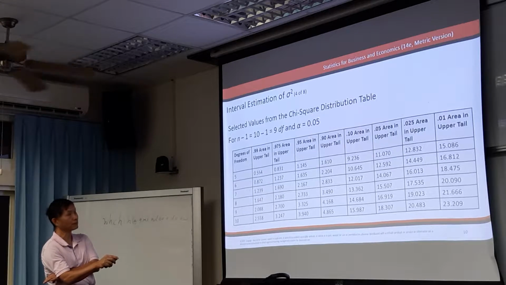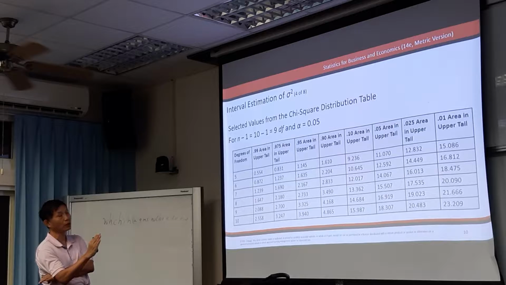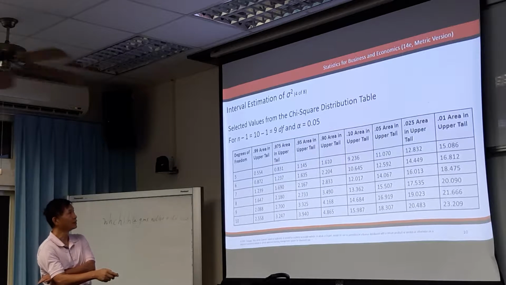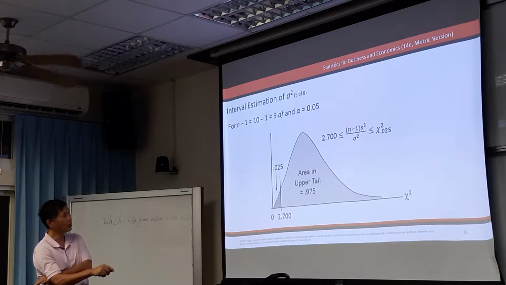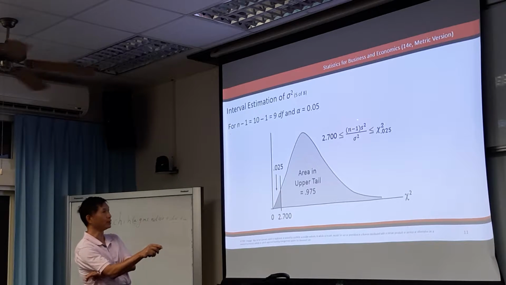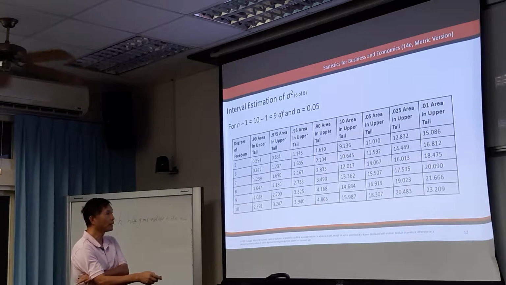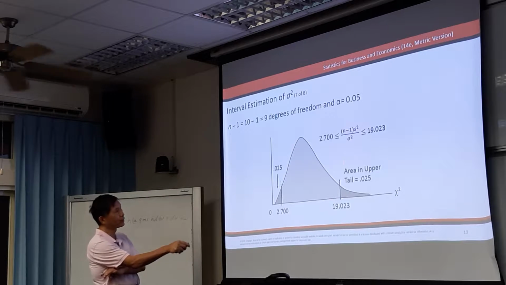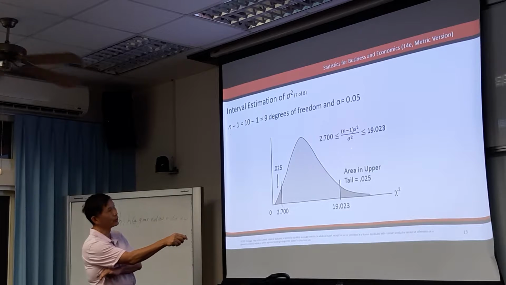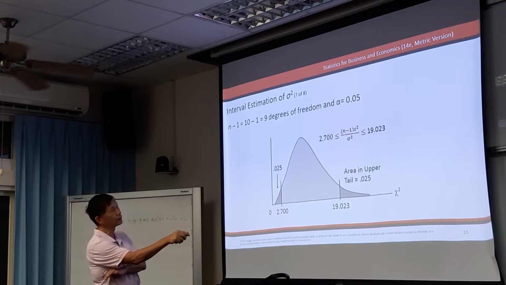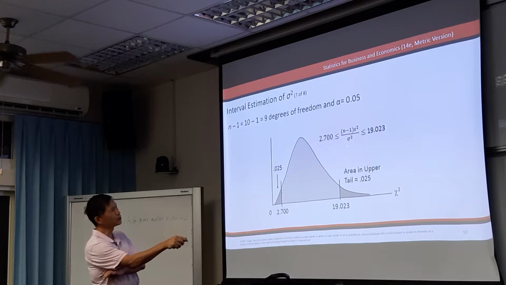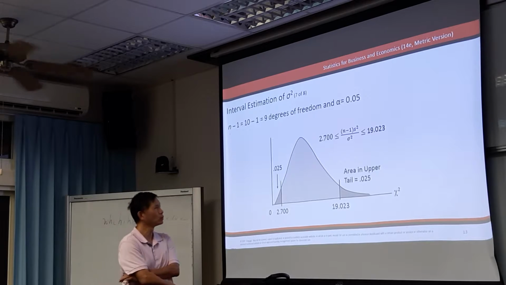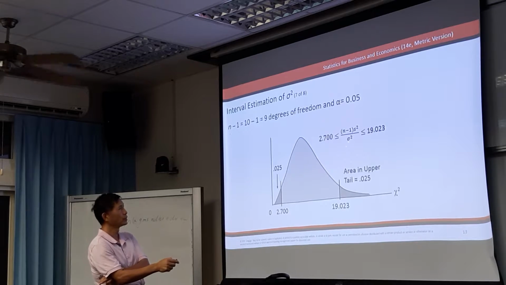When alpha is 5%, that means we have a 95 confidence interval. So the lower bound for chi-square, this is chi-square, and the chi-square equal this formula. And the upper bound is 19.023. So the chi-square value equal this formula. And we are interested in the sigma square.